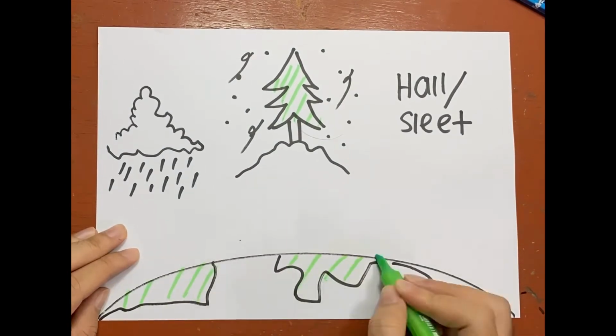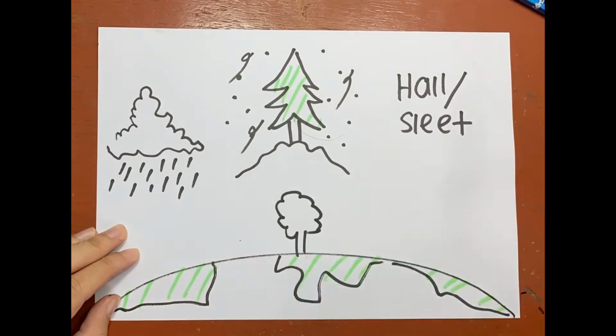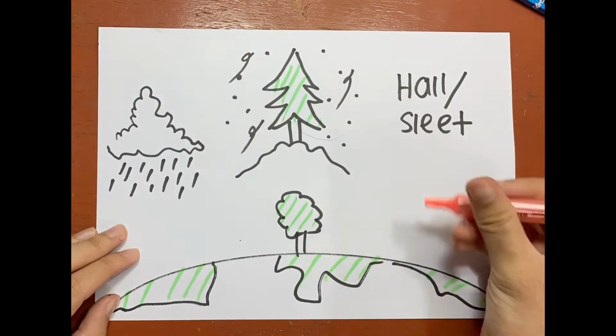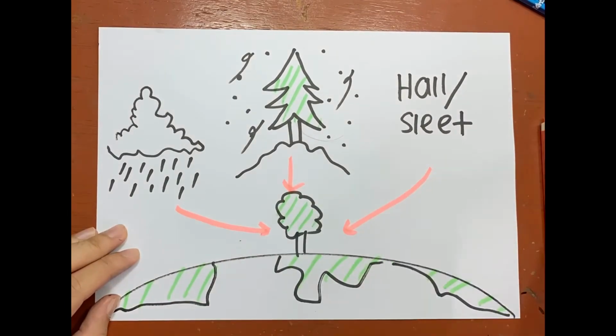Rain is the most occurred precipitation in Malaysia. The precipitation allows water to return to the Earth's surfaces.